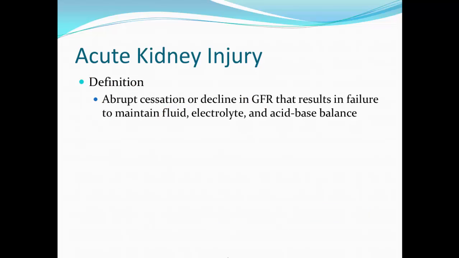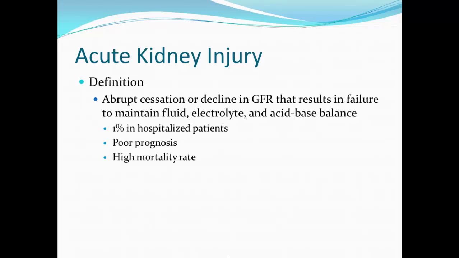So now we'll move on from chronic kidney disease, and we'll look at calculating the nutrition prescription for acute kidney injury. So first, let's look at the definition for AKI. This is an abrupt cessation or decline in GFR that results in failure to maintain fluid, electrolyte, and acid-base balance. This occurs approximately 1% of the time in hospitalized patients, so it's much less prevalent than chronic kidney disease, and it does have a poor prognosis and a high mortality rate.